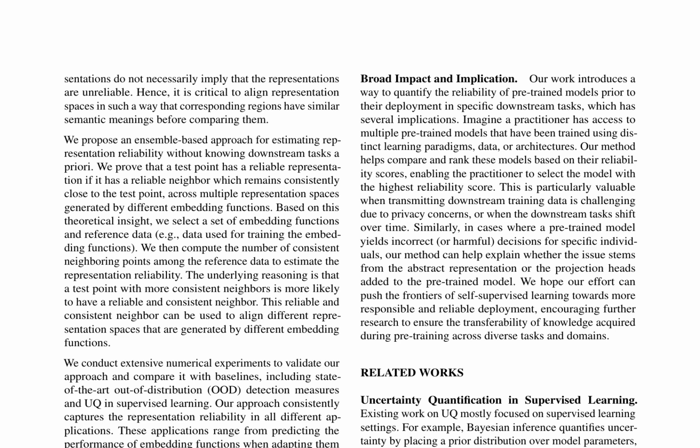This research proposes an ensemble-based approach to quantify representation uncertainty without prior knowledge of downstream tasks. The method is rooted in the concept that a test point has a reliable representation if it has a reliable neighbor that remains consistently close across multiple representation spaces generated by different embedding functions. To achieve this, the approach computes the number of consistent neighboring points among the reference data. This metric serves as a proxy for representation reliability, enabling the comparison and ranking of pre-trained models based on their reliability scores.